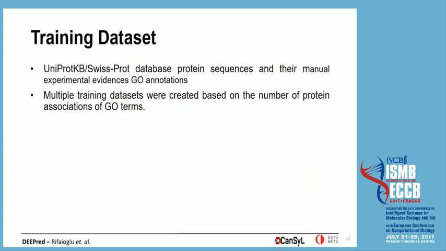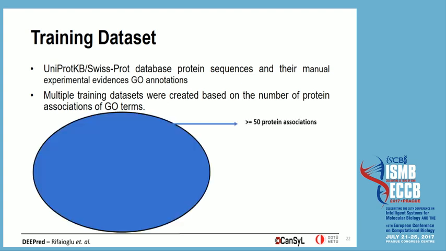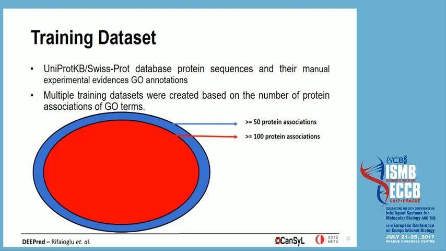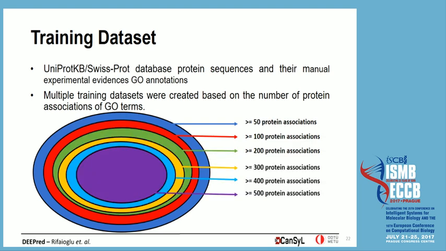For training dataset creation, we used GO term annotation with manual experimental evidence codes from the Swiss-Prot database. We created 6 training datasets based on the number of protein associations of GO terms. Here, our aim was to investigate the relation between the size of the training datasets and the performance. For example, one of our training datasets comprised GO terms having at least 50 protein associations. The other is comprised of GO terms having at least 100 protein associations. And we created 6 training datasets in this way.